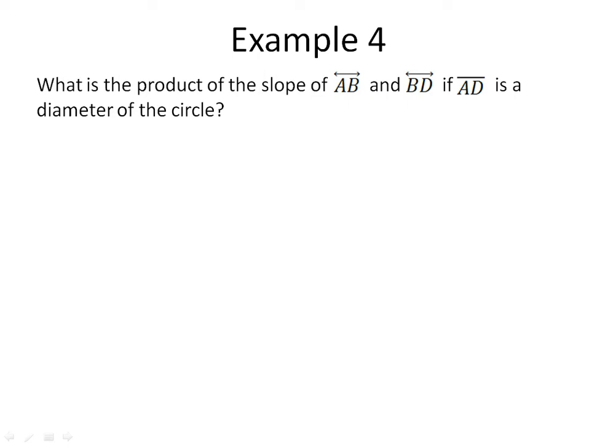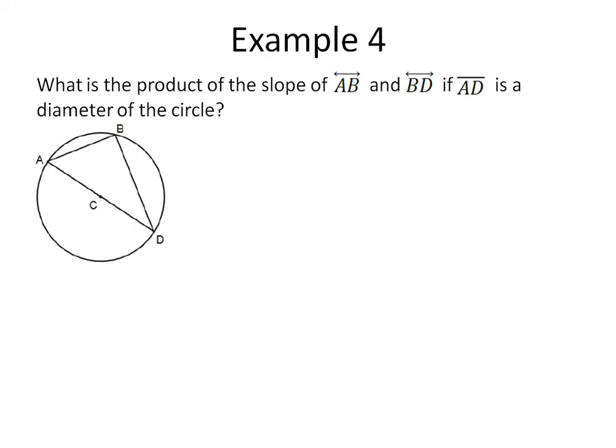Okay, example 4. What is the product of the slope of AB and BD if segment AD is a diameter of this circle? Okay, so if AD is a diameter here, AB and BD go together to form angle B, which intercepts the diameter. That means that angle B has to be 90 degrees. So that tells us that those two are perpendicular. So whatever their slopes are, when you multiply them together, they give you negative 1. This is not telling us what the slope of either one is, but it tells us that one is the negative reciprocal of the other because they form a 90-degree angle.